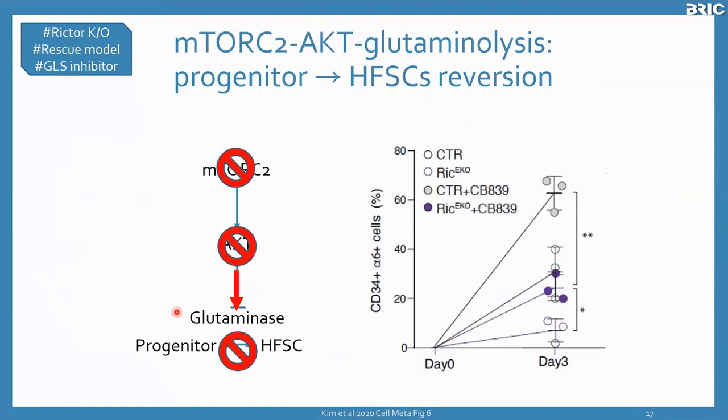And since glutaminase seems to be the most important, what I did here was, under the RICTOR knockout organoid, I treated these cells with CB839, which is a glutaminase inhibitor. And this was very interesting, and also very surprising to find that without glutaminase inhibitor, RICTOR knockout mice are unable to produce hair follicle stem cells. But when I did inhibit glutaminase through this chemical, I was able to rescue the level of hair follicle stem cells comparable to control. And even in control cells, when glutaminase was inhibited, even more cells were able to convert their fate into hair follicle stem cells.